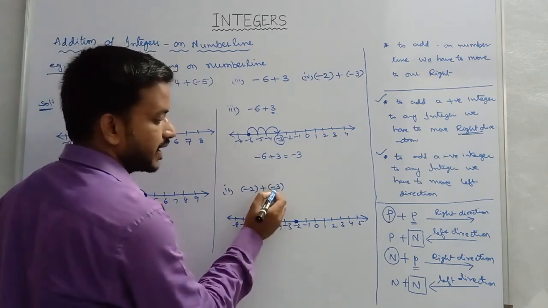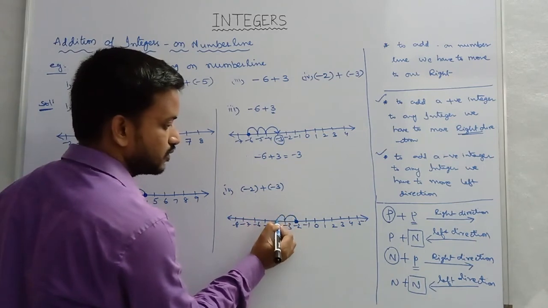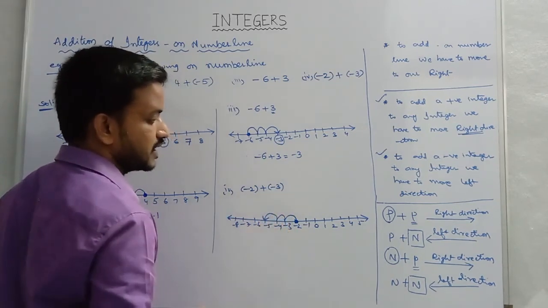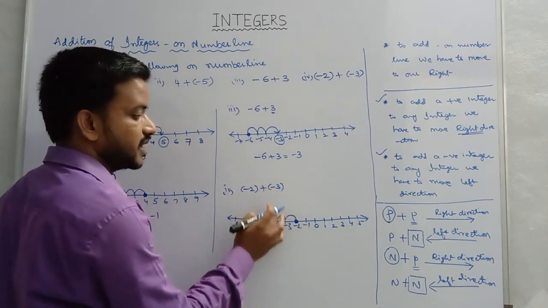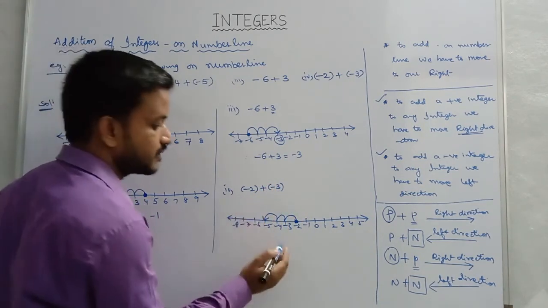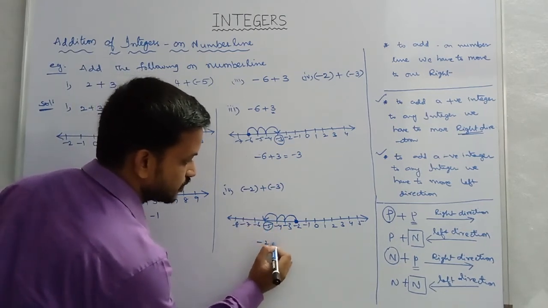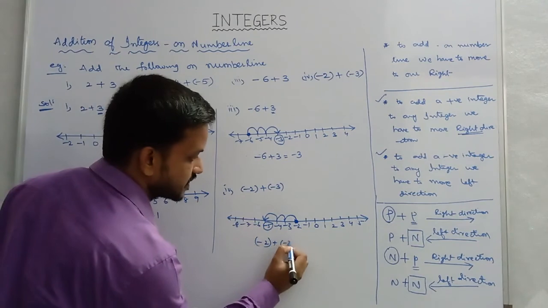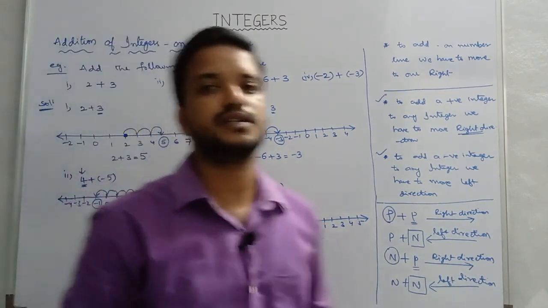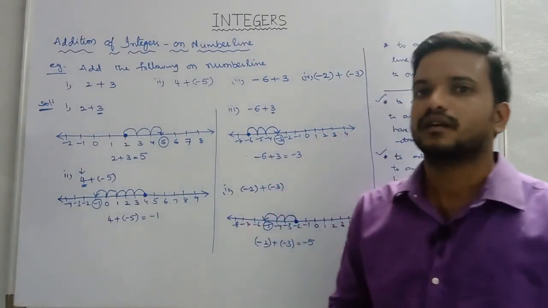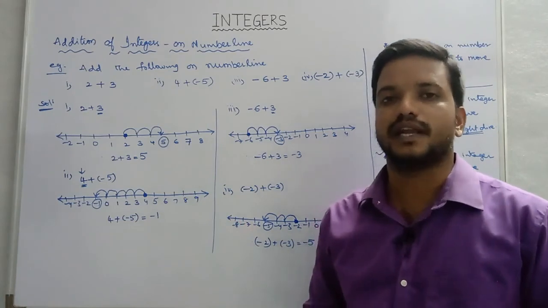So when you are adding a negative, you have to move in the left direction. So here 1, 2, 3 steps we have to move. Every time the second integer indicates the number of steps we have to move. Okay. So we reached minus 5. So the result is minus 2 plus minus 3, which is equal to minus 5. Okay. So students, is it clear to you? Can you solve this type of problem easily?